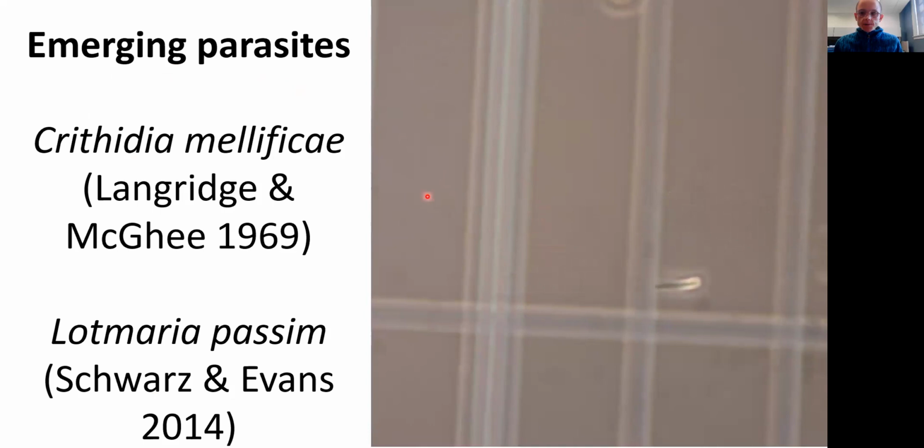They are Crithidia mellificae, found in ailing honeybee colonies in Australia in the 1960s, and the more recently described Lotmaria passim, passim meaning everywhere, which has emerged as the dominant honeybee trypanosomatid worldwide since its discovery right here at the Bee Research Lab by Ryan Schwarz and Jay Evans.